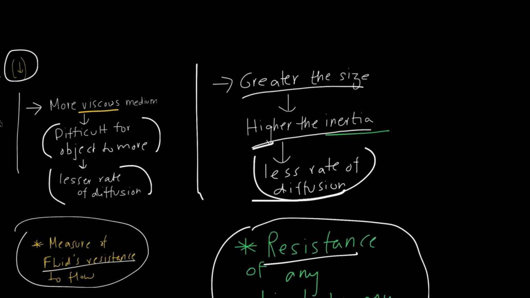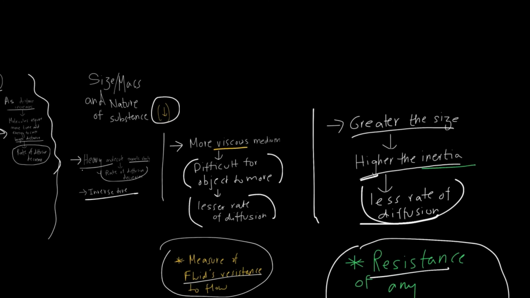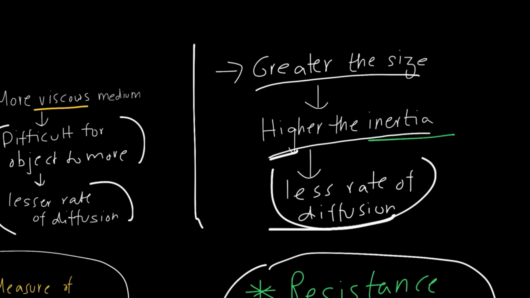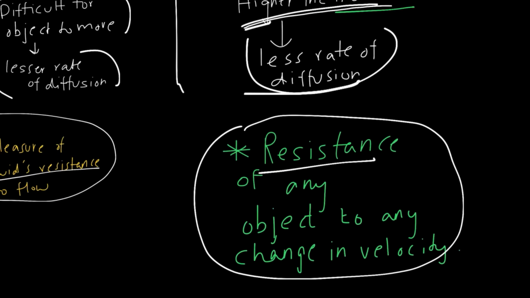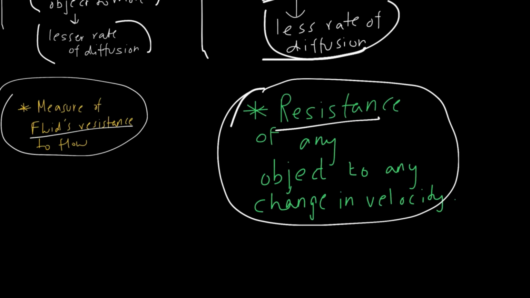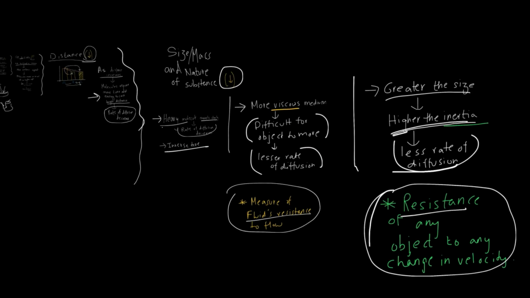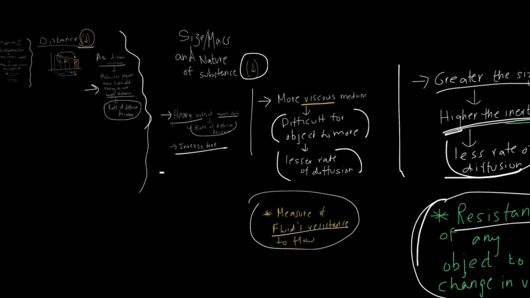And even in the case of the size, the higher the inertia, the lesser the rate of diffusion, because inertia is the resistance of any object to change in velocity. So mass, nature, and size.